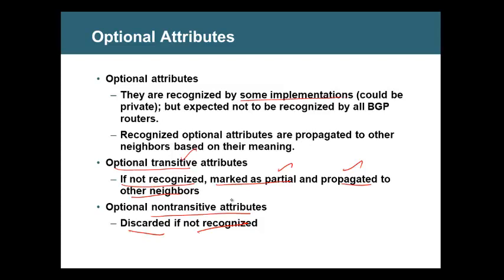Then it is optional. And even though that optional attribute is not seen, you mark it as partial, meaning you accept it. Then it is optional transitive. When you don't accept it, when you discard it, even though it is an optional one, I want to see it, otherwise I will not accept. Even though it is not popular, I still want it. Otherwise I will not accept it.